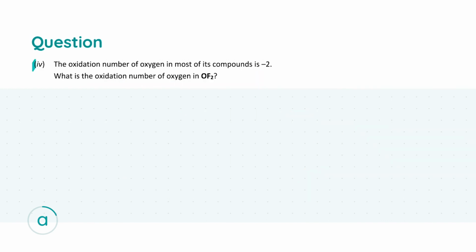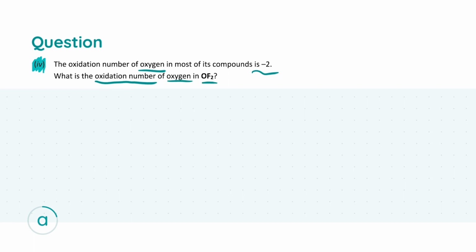So having a look at part 4 here, we're going to be asked a question about oxidation numbers, and it's going to be actually a little calculation. In this case, we're told the oxidation number of oxygen in most compounds is -2. So oxygen's going to have a -2 oxidation number. And then what we're asked to do is use this information to help us solve the next question, which is: what is the oxidation number of oxygen in OF2?